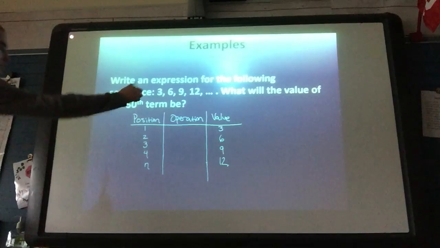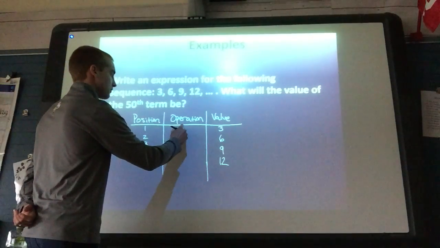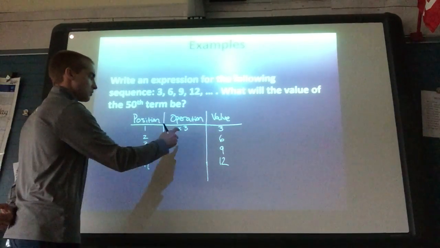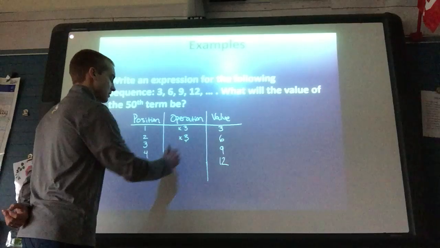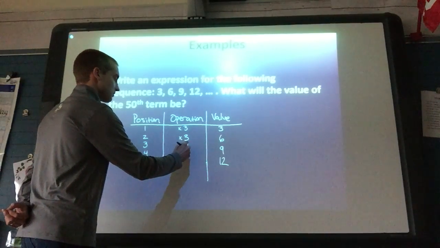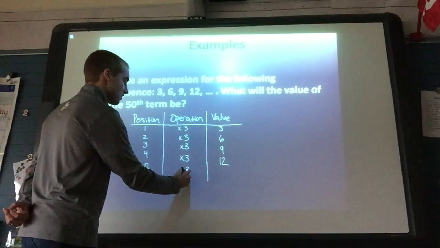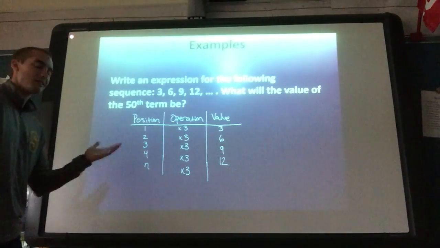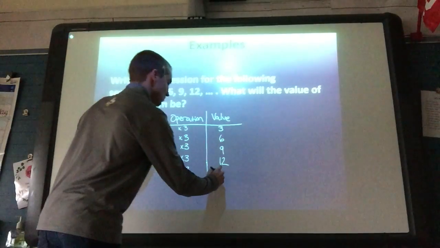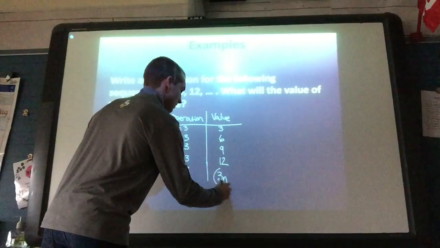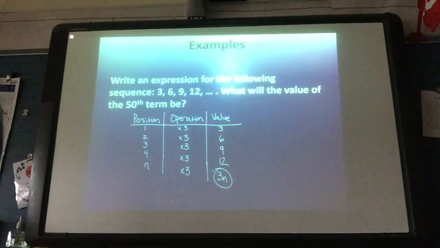Okay, so if you notice, to go from 1 to 3, you're going to multiply by 3. From 2 to 6, multiply by 3. 3 to 9, times 3. 4 to 12, times 3. So it's times 3 for all of these. How would you write n times 3? Well, you would do 3n. So that would be our expression, 3n. 3 times whatever is n.